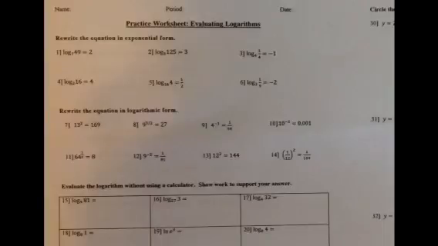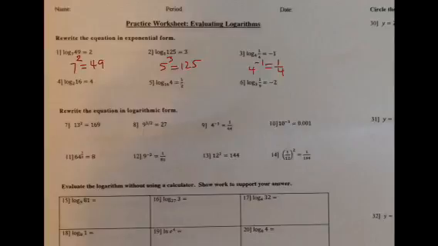Alright, so 1 through 6, you are writing these equations in exponential form. So the base for number 1 is 7, the exponent is 2, and it equals 49. For number 2, the base is 5, the exponent is 3, and it equals 125. For number 3, the base is 4, the exponent is negative 1, and it equals 1/4. So 4 to the negative 1 is 1/4.